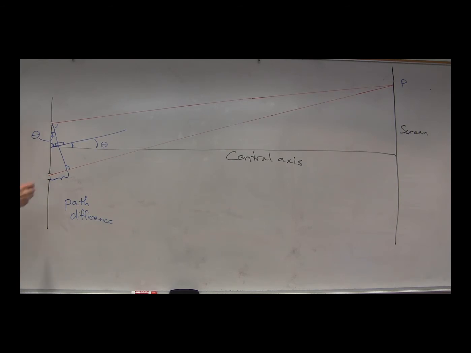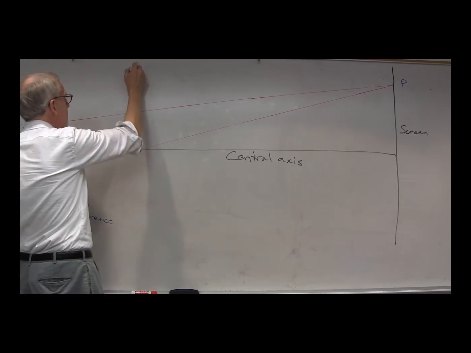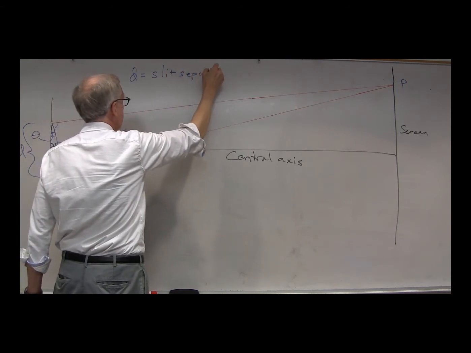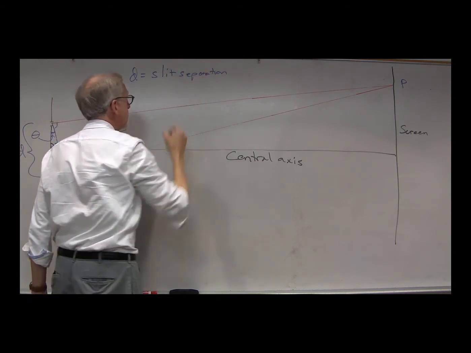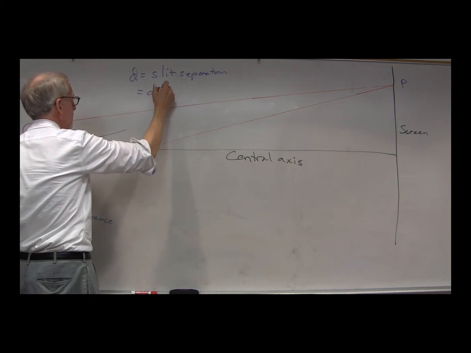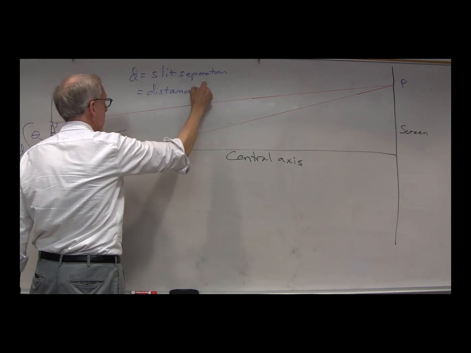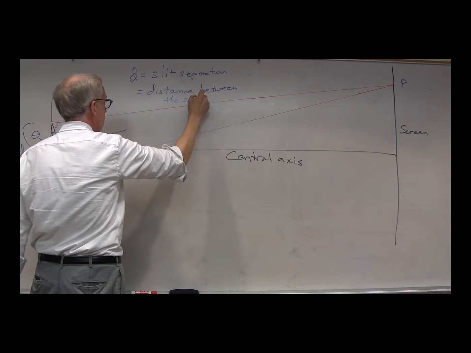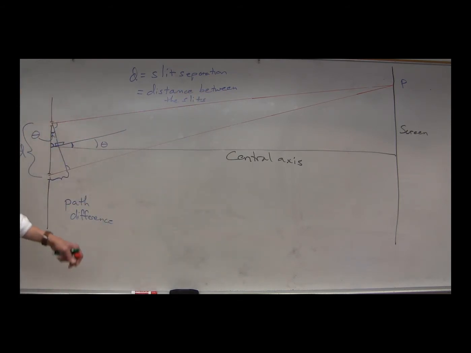Now, let's say that the distance between the slits, we'll call that d. D is what we'll call the slit separation. It's the distance between the slits. And to be precise, that would be from center to center, center of one slit to center of the other slit. That's the slit separation, d.